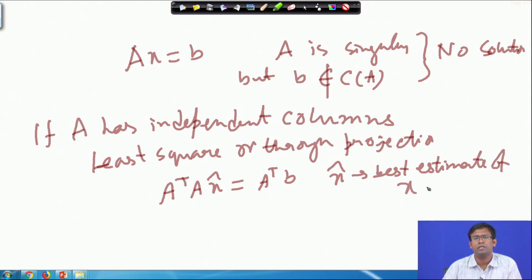So, the nearest solution is obtained as A transpose A x tilde is equal to A transpose b. As A has independent columns, A transpose A is a square matrix and will be a full rank matrix. Therefore, A transpose b will always be a member of the column space of A transpose A. So, this will always have a solution, and this x tilde is called the nearest solution or the best estimate. This is again discussed in quite some detail in lecture 23. I have given a few examples on that, so you can look into lecture 23 and find it.